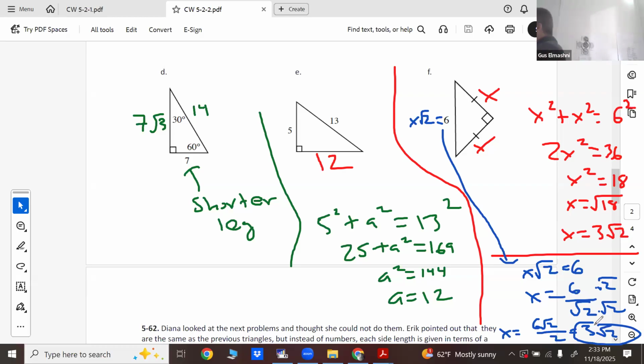Probably a good place to stop for today. Homework, I think it's some stuff in the CPM book. I didn't produce it. Just look at it on Schoology. Okay. I think we're all set.